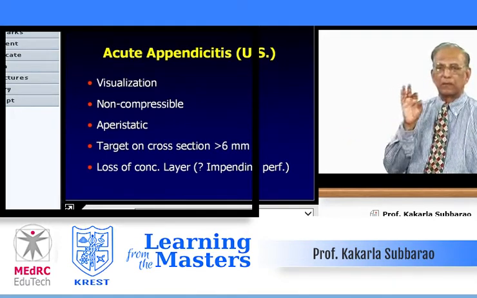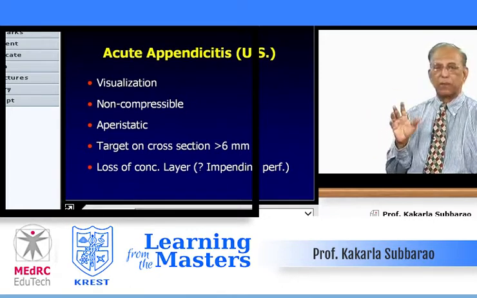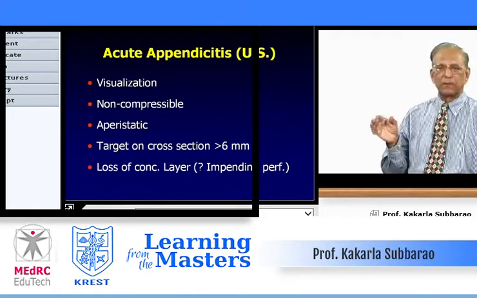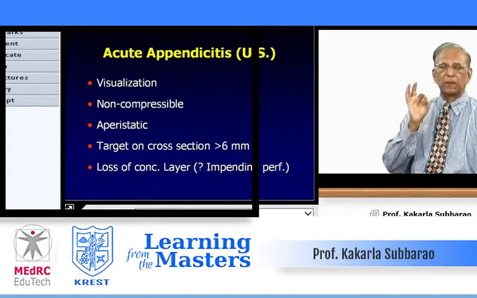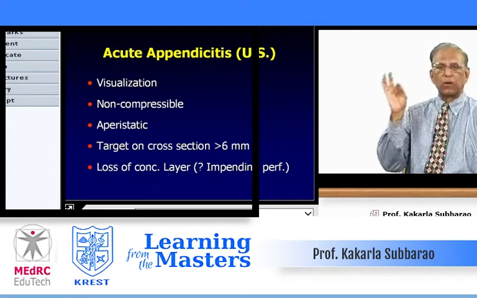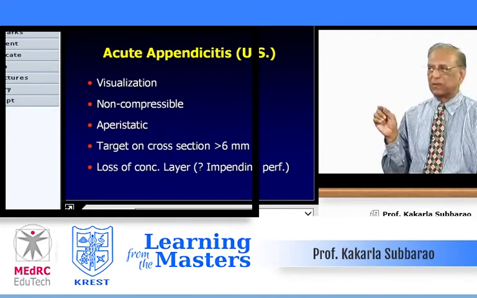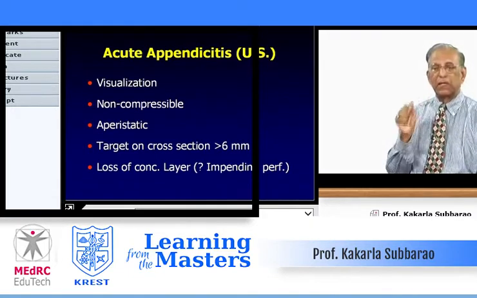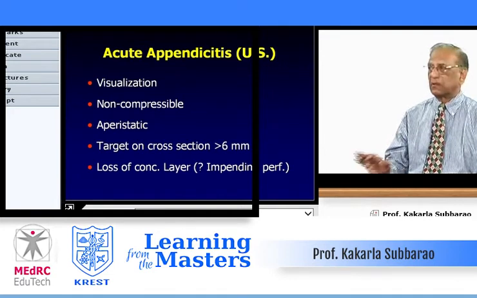If you visualize the appendix and compress, it is non-compressible, aperistaltic, and shows a target on cross section. You see it end on, there will be a thickened wall of the appendix, but it should be more than 6 millimeters. Loss of the concentric layers means there is impending perforation. These are some of the ultrasonography signs of appendicitis.